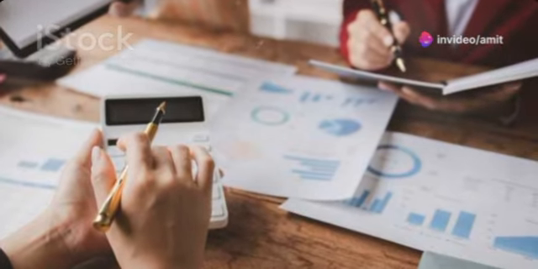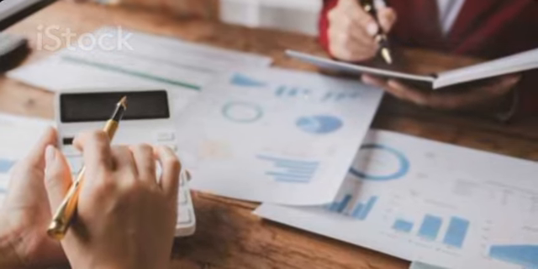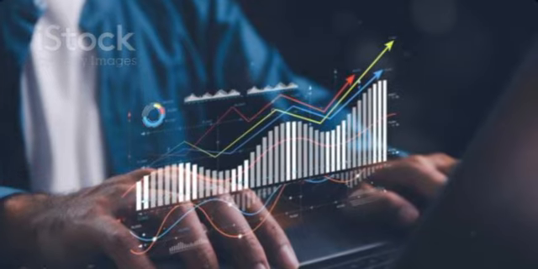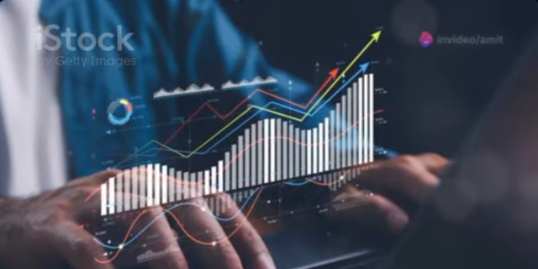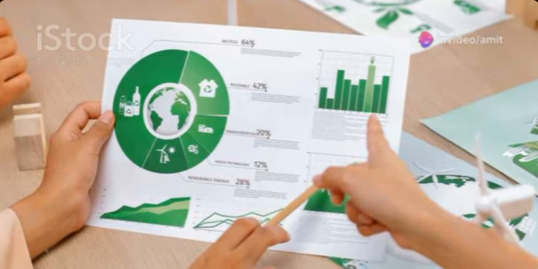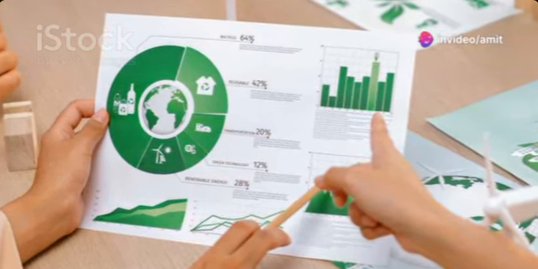There are three main types: the balance sheet, the income statement, and the cash flow statement. The balance sheet shows what you own and owe at a point in time. The income statement tells you how much money you've made or lost over a period. And the cash flow statement shows how cash moves in and out of your business. They're all interconnected and give you a full picture of your financial health.